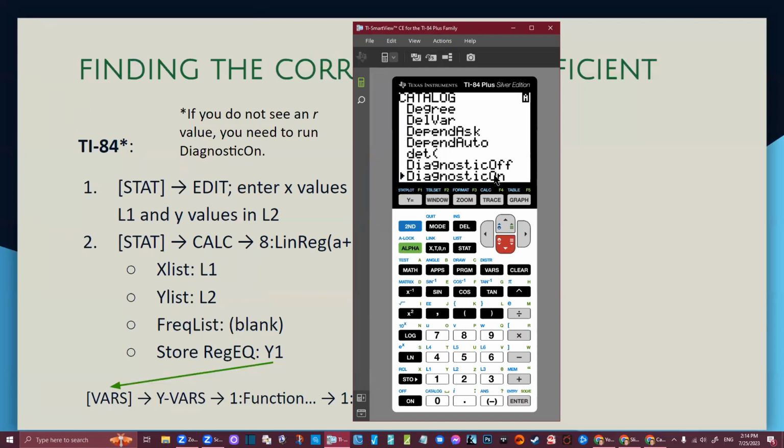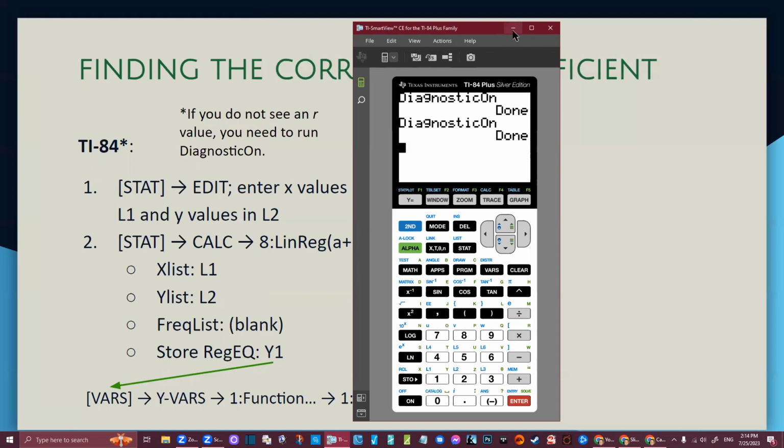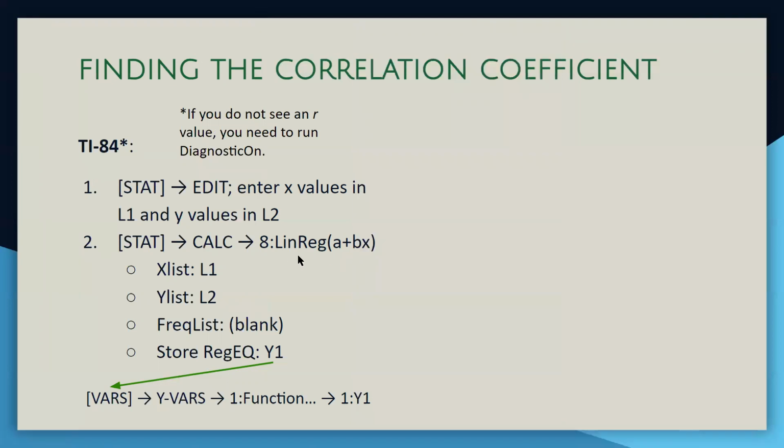So we can see diagnostic off. Diagnostic on is the one we want. And once your cursor's at diagnostic on, you're going to click enter. And then you're going to click enter again to run the program. Once you've done that, when you run that linear regression function, it should output an R value.